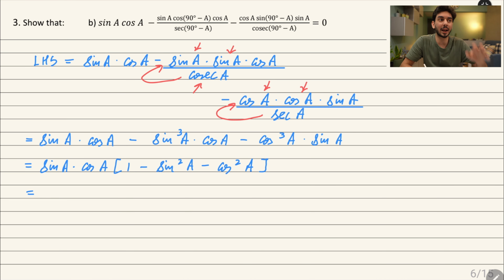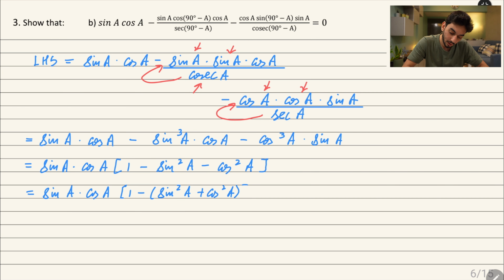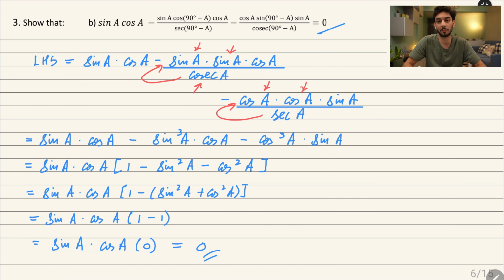Now you have two options. Either write sin square A plus cos square A instead of 1, or factor out a minus sign from the second 2 terms. I'll show you the second way. So sin A times cos A, this is 1 minus, I factor out a minus sign, this becomes sin square A plus cos square A. And now we all know sin square A plus cos square A is equal to 1. So this is sin A times cos A times 1 minus 1. Now 1 minus 1 is a 0. So this would be sin A times cos A times 0. Now anything into 0 is just 0. So this answer is also 0, which is exactly what my right hand side is.